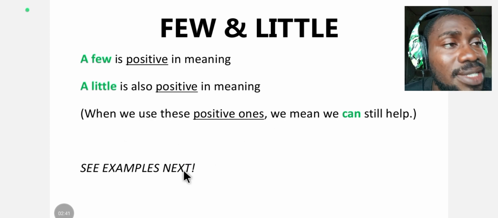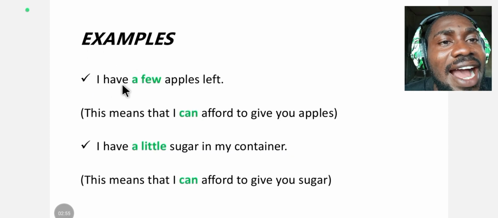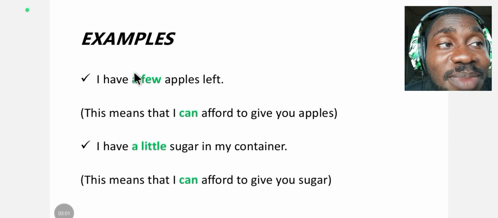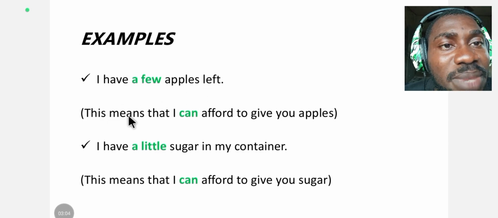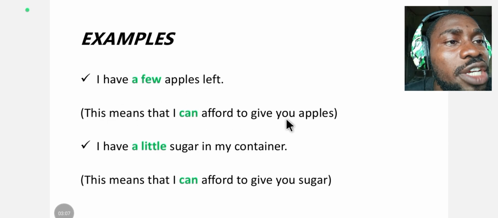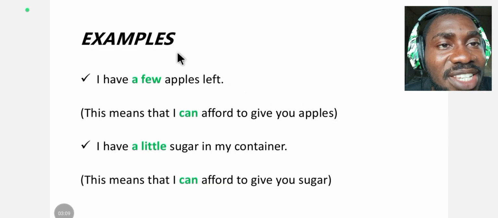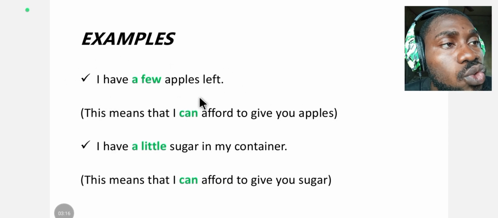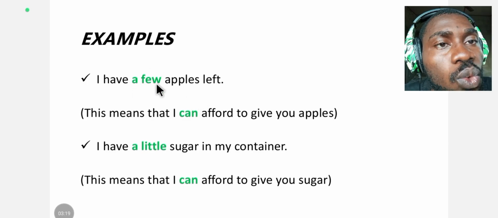Let's see the examples next. The first example we have here is: I have a few apples left. What does this statement mean because of this a few? This means that I can afford to give you apples. This person can afford to spare some apples, to give out some apples, because a few was used.